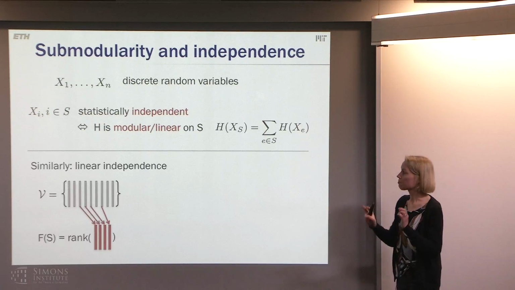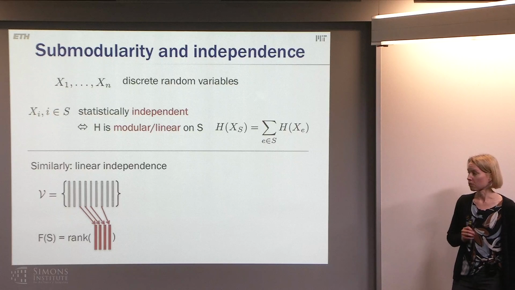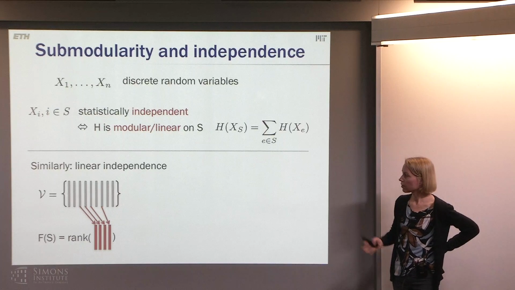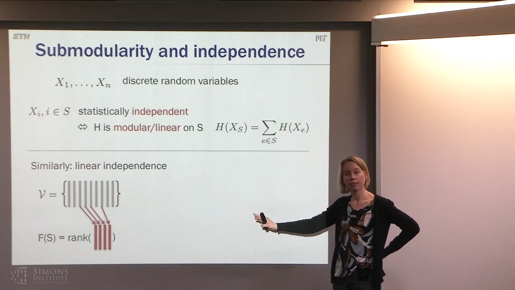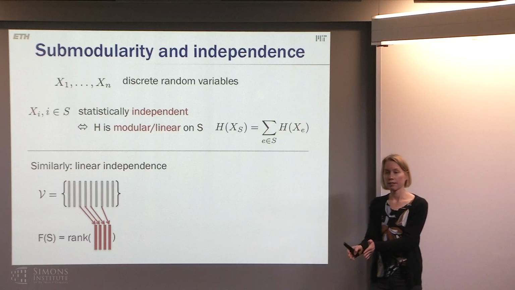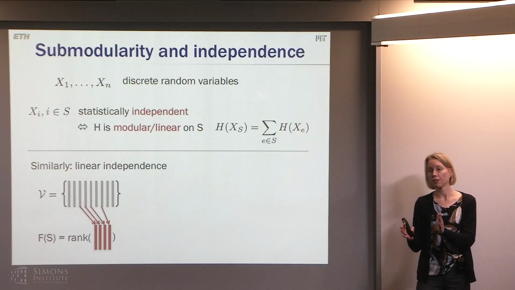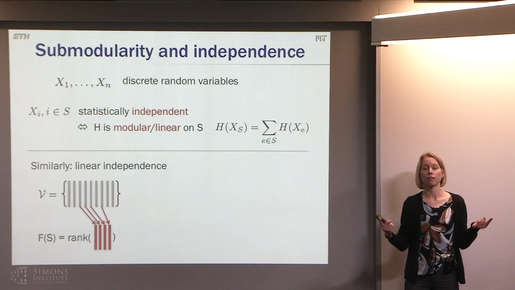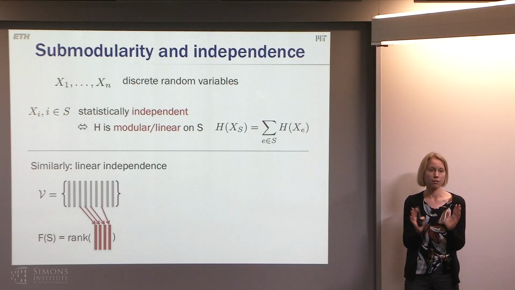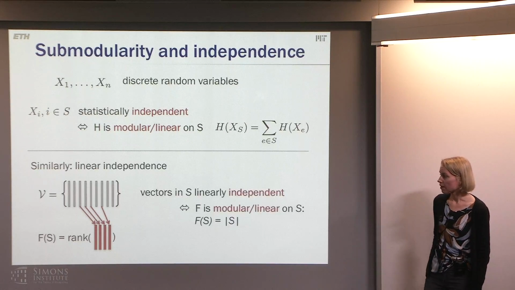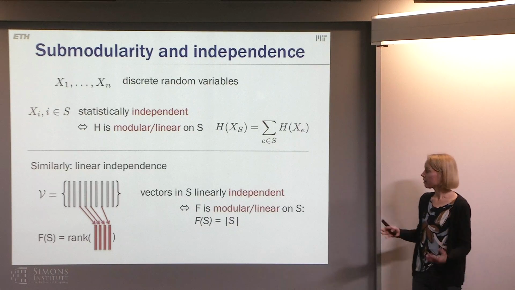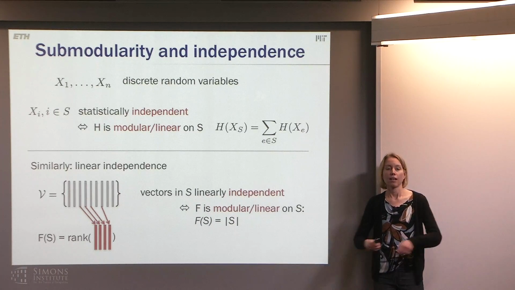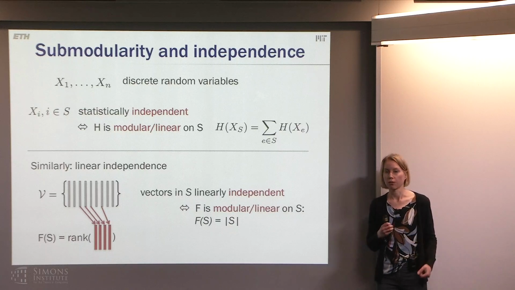So here's another type of dependence that is modeled by a submodular function, and that is dependence of vectors, linear dependence. Think about your ground set of elements as just a set of vectors, and you're picking a subset of these vectors, putting them together in a matrix, and looking at the rank of this matrix. Essentially, this is the number of vectors if they are linearly independent, and otherwise it's smaller than the number. So this rank function is also a submodular function, and again, it is additive, so it's actually a modular function if there's full independence between the items, and otherwise it's strictly submodular, strictly smaller.